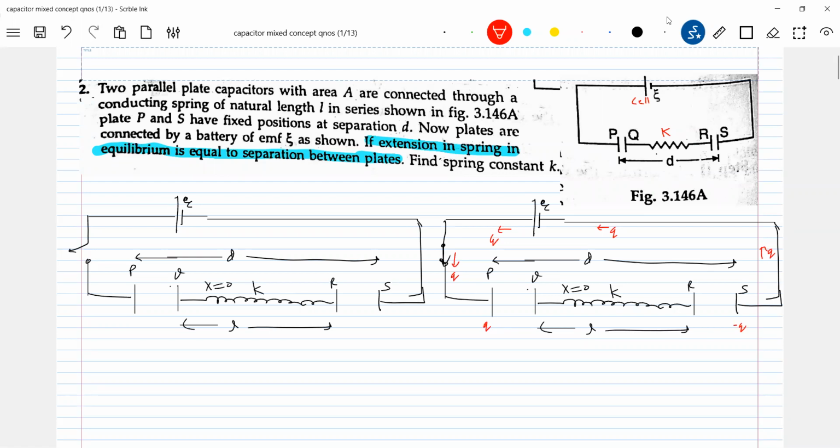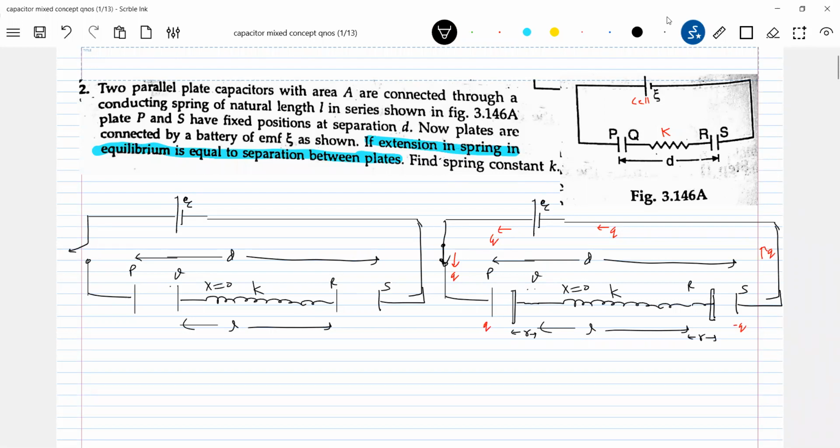P and S are fixed, so they can't move, whereas Q and R are movable. So the plates are going to shift. Let's assume these plates shift like this. The natural length L will be there like that only. The spring got elongated, so call that R.